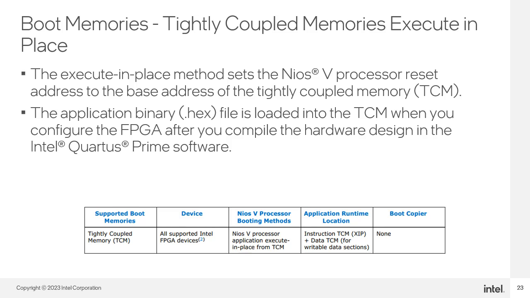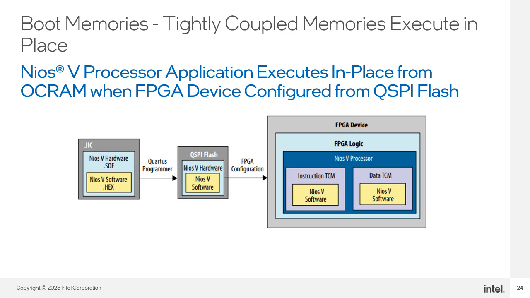Execute in place from TCM does not require a boot copier because the Nios V processor application is already in place at system reset. Once the Nios V processor resets, the application begins executing and branches to the entry point. The tightly coupled memories are initialized during FPGA configuration with data from a Nios V processor application image. This data is built into the FPGA configuration bitstream. You can configure the TCM instruction and data settings in the Nios V IP parameters window inside Platform Designer.